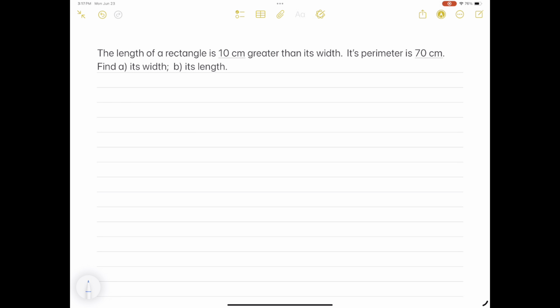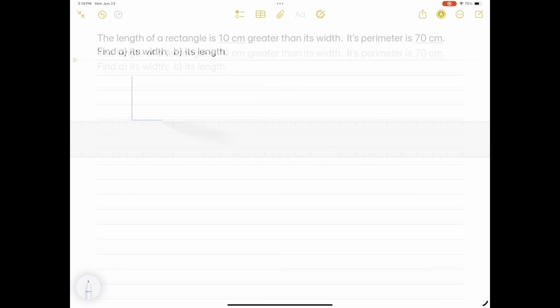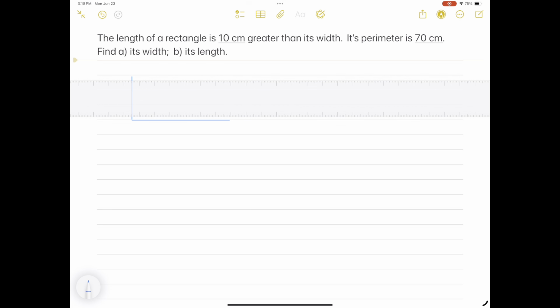The length of a rectangle is 10 centimeters greater than its width. Its perimeter is 70 centimeters. Find A, its width, and B, its length. So I start by drawing out a rectangle. It always helps to draw a picture of the problem you're trying to solve so that you can envision what you need to do to solve the problem. Next, I label the width as x and the length as x plus 10.